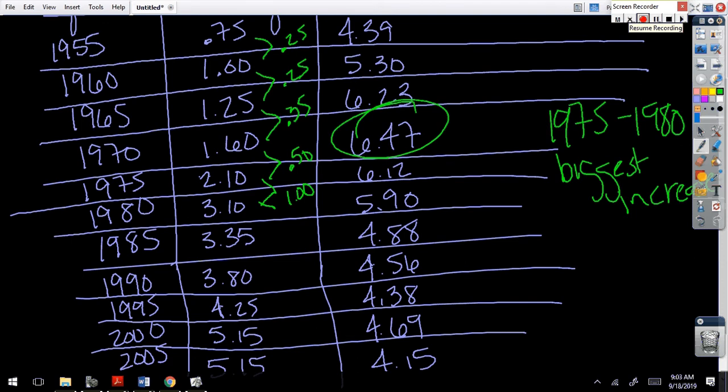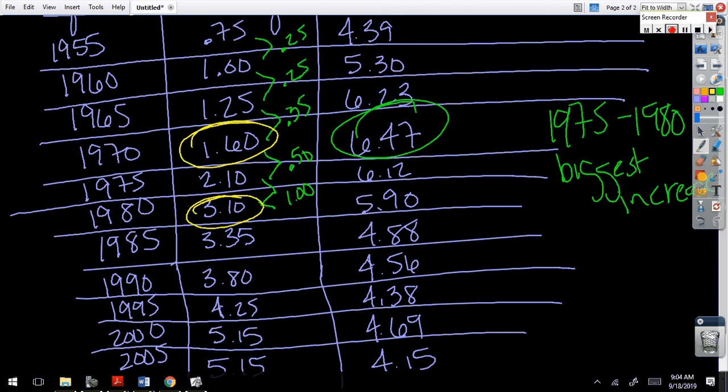Okay, so let's apply it. A worker on minimum wage in 1980 was earning nearly twice as much as a worker on minimum wage in 1970, and yet there was great pressure to raise the minimum wage again. Why? All right, so look, in 1970, we're at $1.60, versus 1980, we're at $3.10, so almost twice as much.